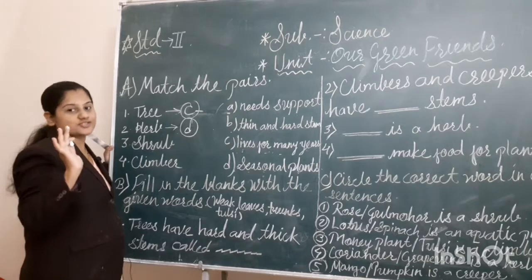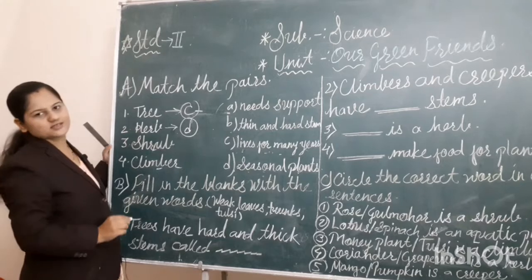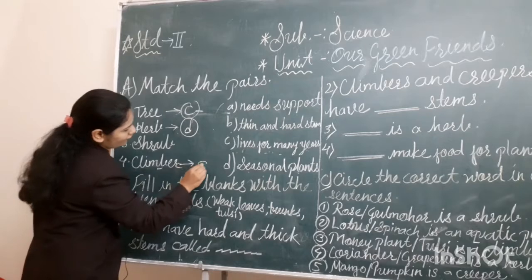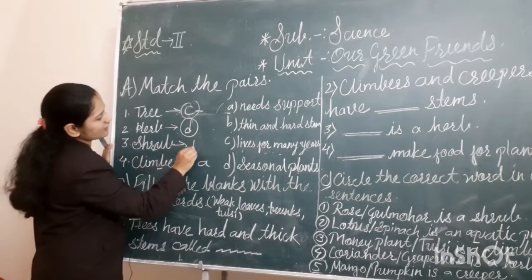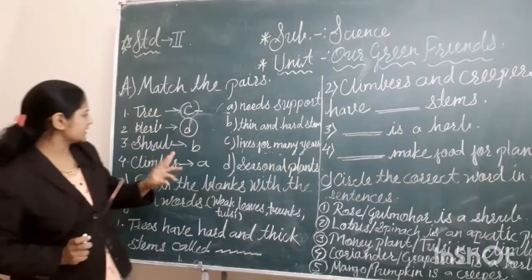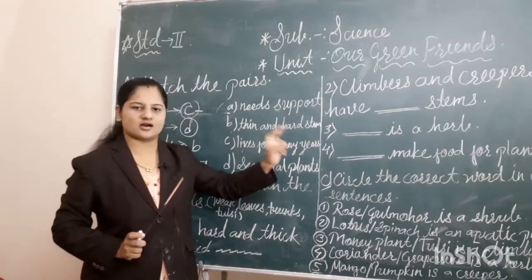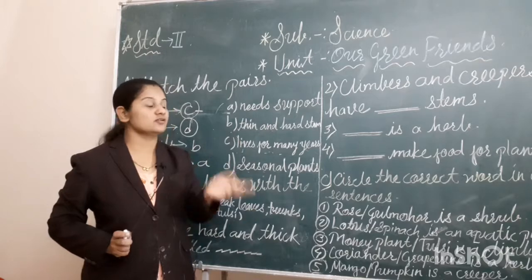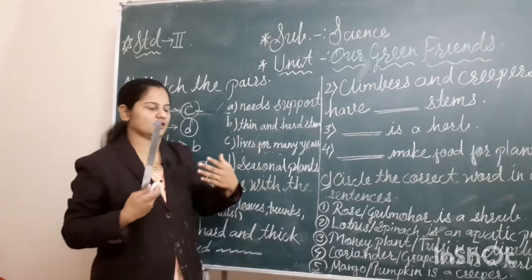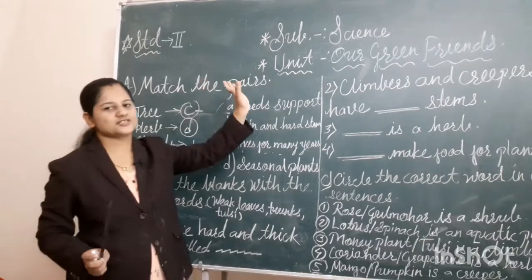Remember the definitions which I taught you. Needs support. Do shrubs need support? Yes students, clambers need the support. That's why clamber goes with A and shrub will go with B. Okay students, see. Trees, C, live for many years. Herb, D, seasonal plants. Then the shrubs, thin and hard stem, a smaller plant than the trees. And then the climbers need the support of any wall or stick, they need the support to grow. That's it for question A, match the pairs.